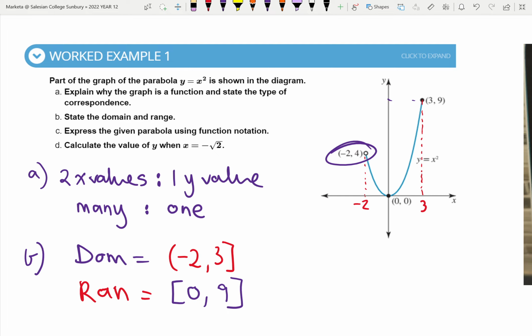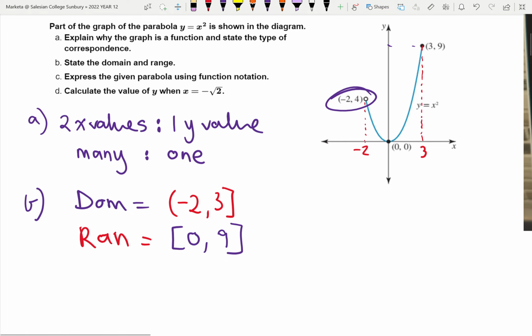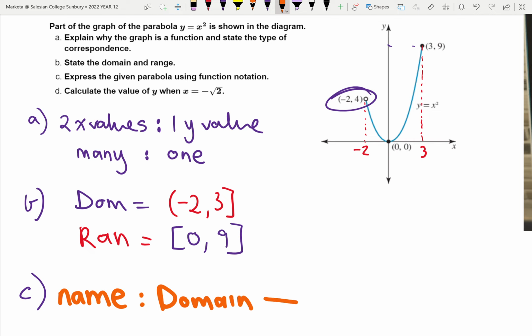So that's part B. Express the given parabola using function notation. Okay, so let's do that. This is the formula for writing in function notation. We put the name of the function, we put two little dots, we put the domain, which maps into the real number field, where the name of x equals the rule.